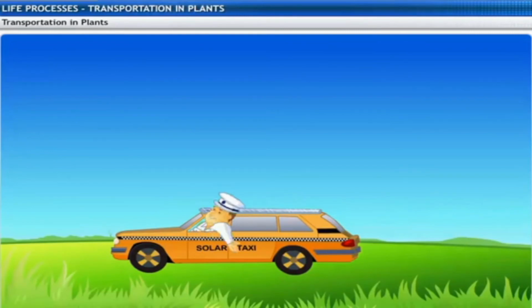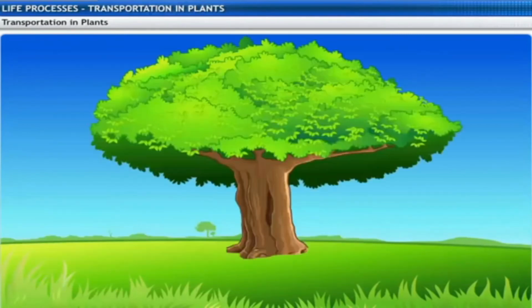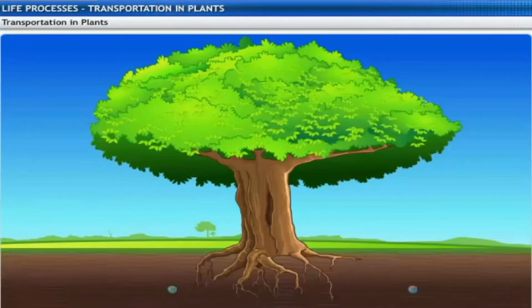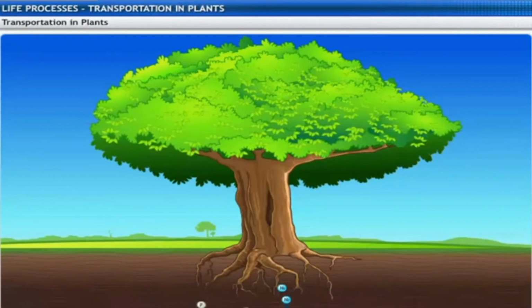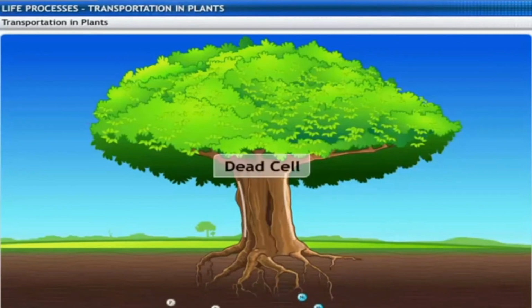Let me give you some tips about cars. The energy needs of cars differ with their design. In fact, this holds true for plants as well. Plants have low energy needs as they do not move. Therefore, plant bodies have a large proportion of dead cells. As a result, plants can survive with slow transport systems.